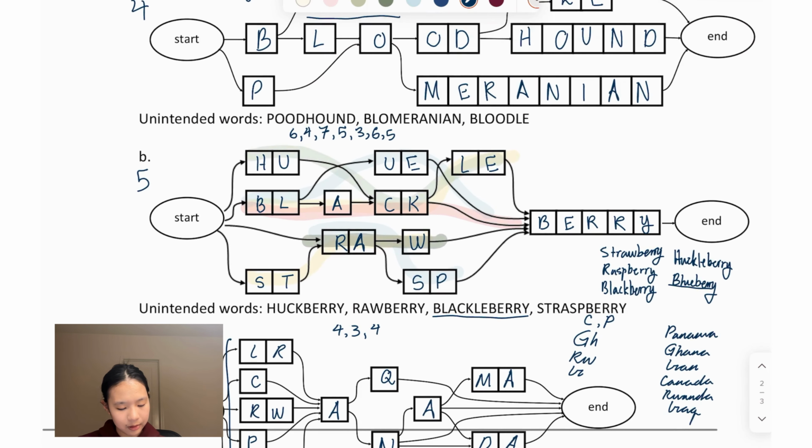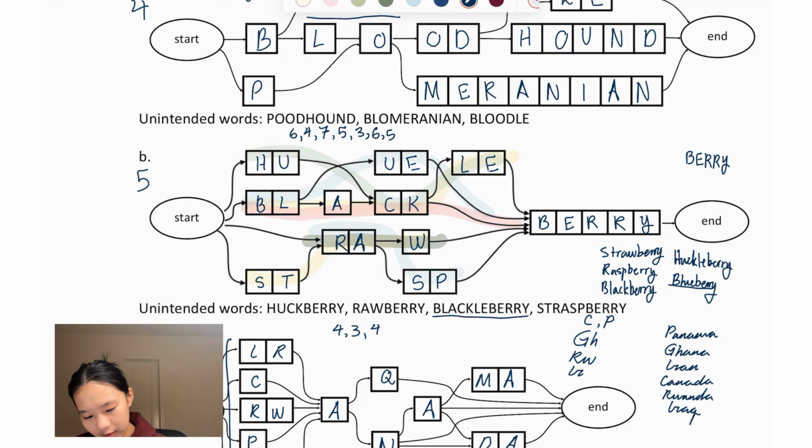And part B, we have the berries. So berry is obviously fine to overlap because that's at the end of all of these. And I think that the BL is fine with the blackberry and the blueberry, because they split up with the ACK and the UE, and then they go to berry, so that's probably going to be fine. And then I think strawberry and raspberry should just be left without anything overlapping.